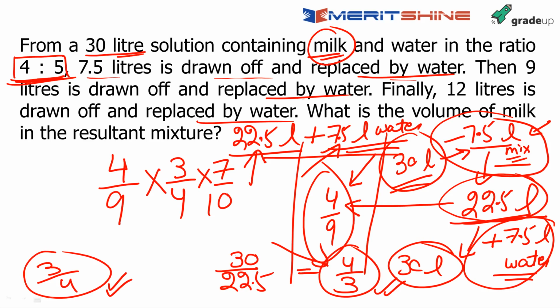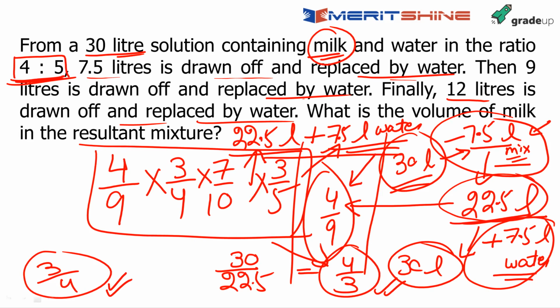Look at the last step. Last step क्या है? 12 liters is drawn off and replaced by water. 30 minus 12 is how much? It's 18. 18 upon 30. How much is that? 3/5. Just this. This is your only calculation. I'm just writing it separately as well. The only thing that you do in this question is write this one very quickly. How do you write this? 4/9 into 3/4. I explained it in detail how 3/4. Likewise, you write 7/10 and then you write 3/5.